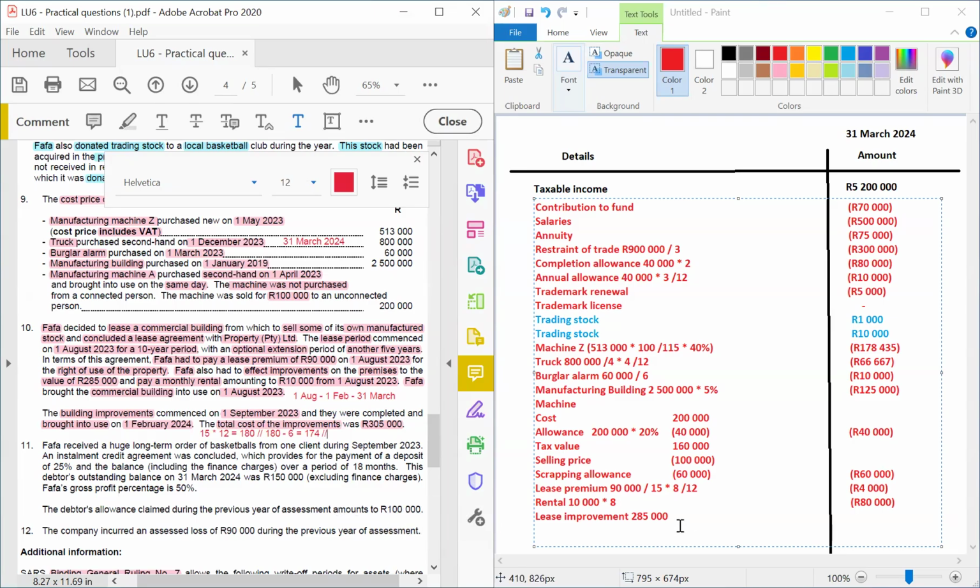So now I can divide by 174 months. So now this lease improvement for this year of assessment, I can claim a deduction for these 2 months now from the 1st of February to the 31st of March. So 2 months, that's why I multiply by 2, right? So now what would be the amount that I get? So any questions that you have pertaining to this lease improvement?